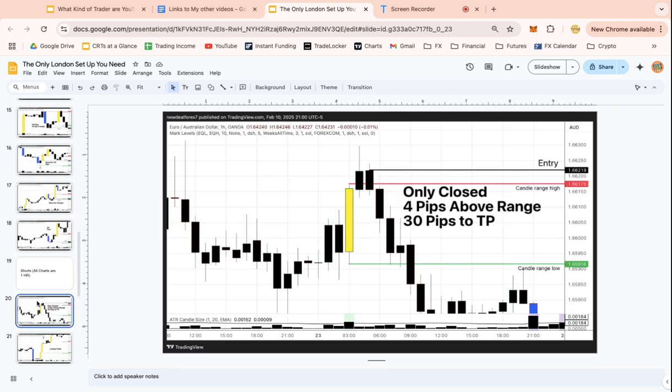Let's take a look at some shorts here. This is the 1 hour chart once again. 3 a.m., 4 a.m. money candle. Didn't close more than 5 pips. Excellent entry right here. And then price just straight tanked for pretty much the rest of the day.